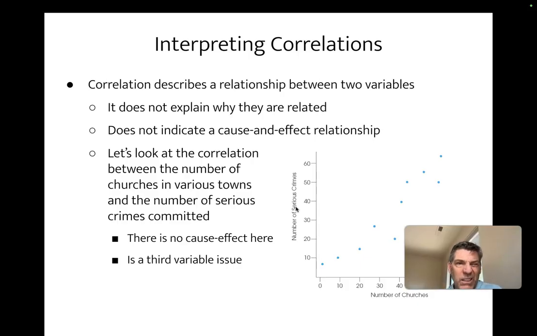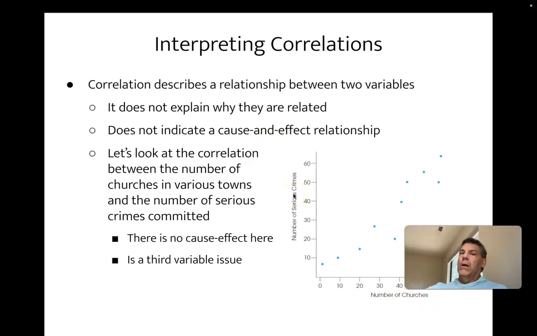Now, again, one makes a little bit more sense, but that still doesn't mean we know that to be the case. And then the third explanation is what we call the third variable problem. So we've got one explanation. A causes B. So churches cause crime.